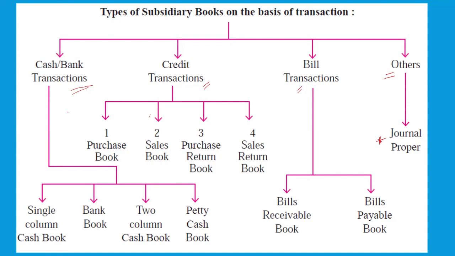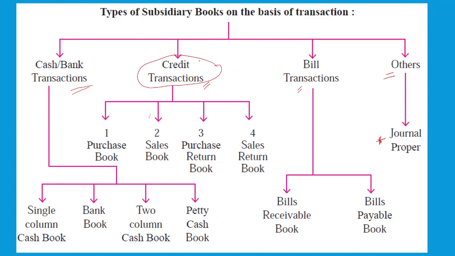Cash book, we are going to deal with in the next video. But here I'm just going to tell you that cash book is generally of four types: single column, then a double column cash book, which is a cash and bank book, both, as we call it, a two column cash book. And then there is a petty cash book. So there are different types of cash books also. Credit transactions are the portion that we are going to talk about today. That is purchase book, sales book, purchase return book, and sales return book.